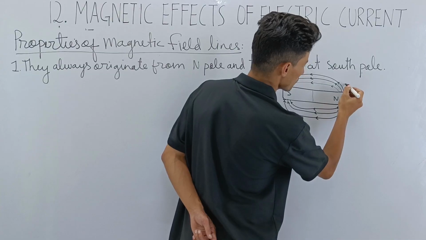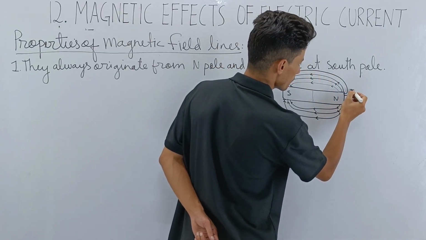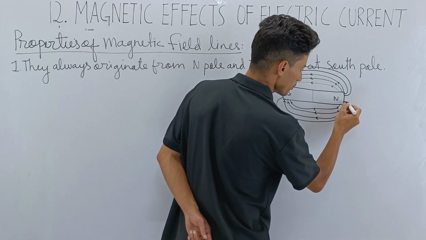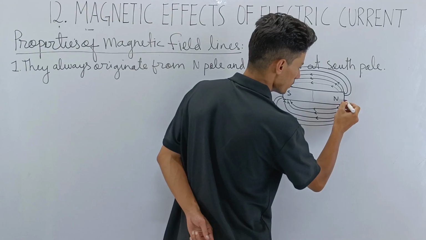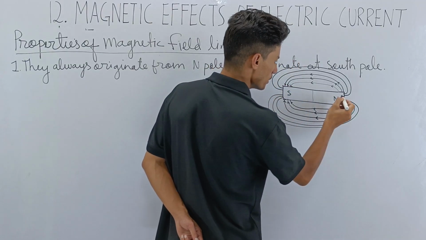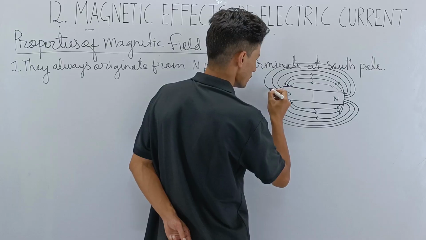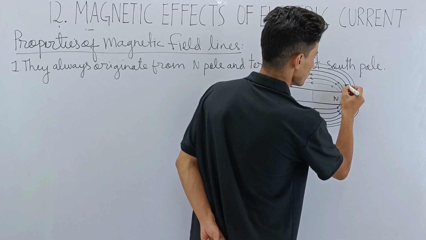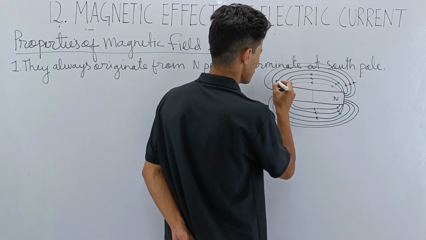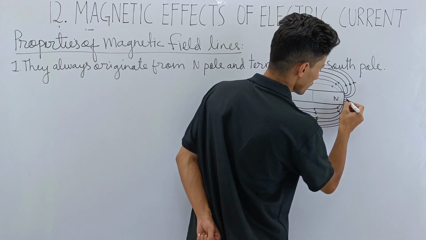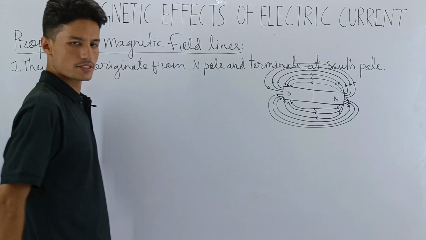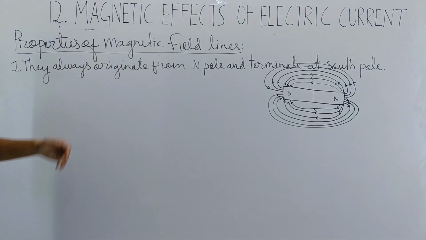Then again from here also there will be, and from here also there will be. So this is how the magnetic field lines will be, all originating from the north and entering towards the south. So remember this, that they always originate from North Pole and terminate at South Pole.